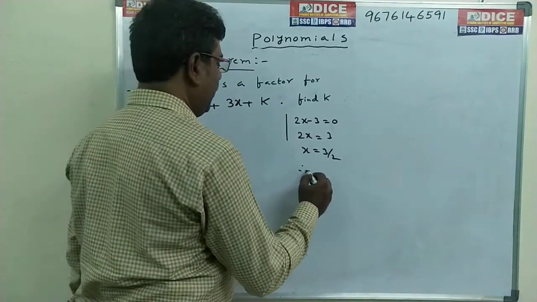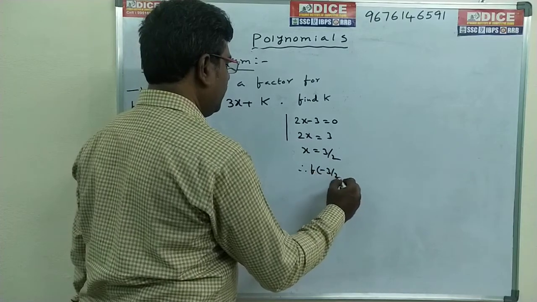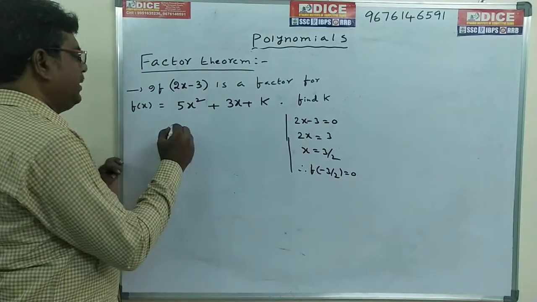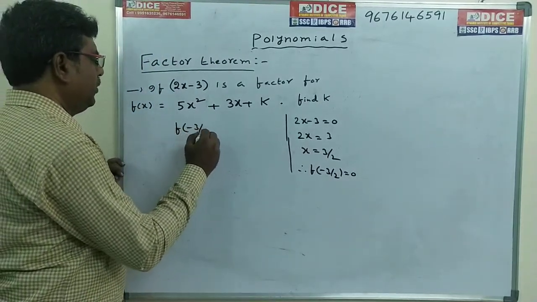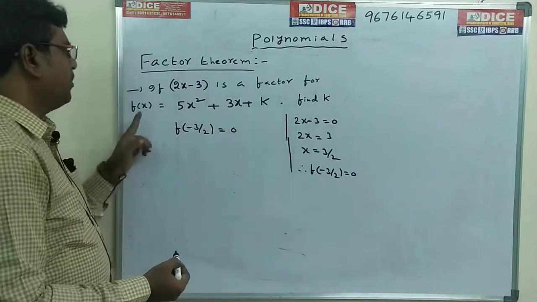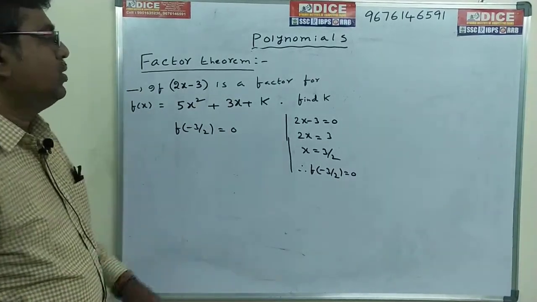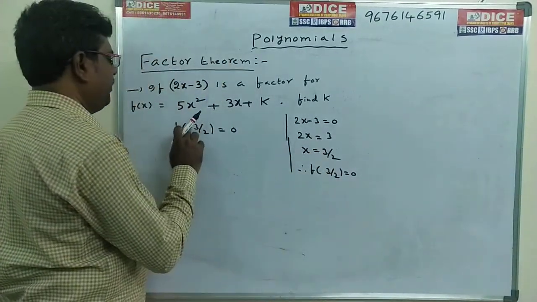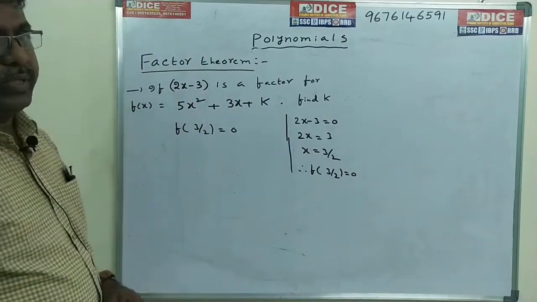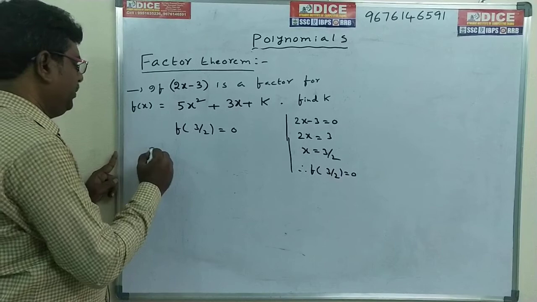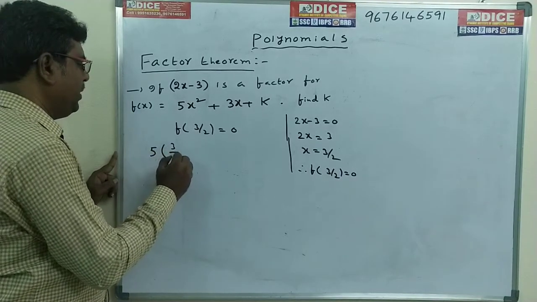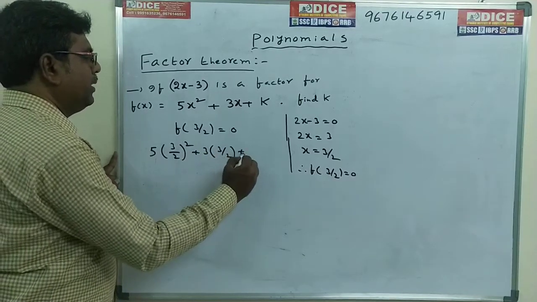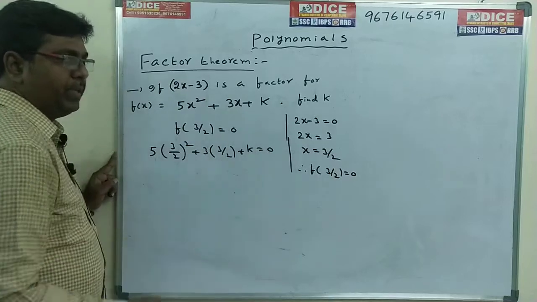So therefore f of 3 by 2 is equal to 0. This is the condition. Substitute here in place of x. Sorry, plus 3 by 2 is there. F of plus 3 by 2 is equal to 0. Now substitute 5 into x, means 3 by 2 whole square, plus 3 into 3 by 2 plus k is equal to 0.